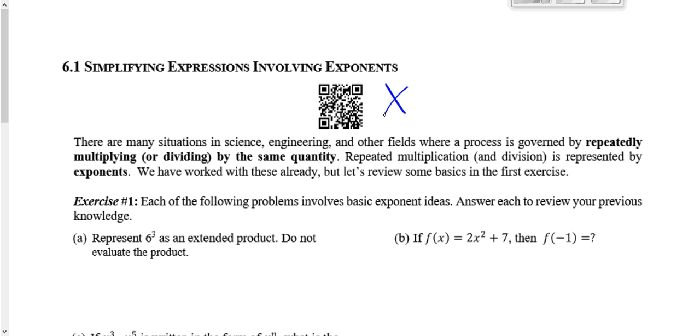I'm going to set this up a little better than they do, I think. So let's go to our notes page real quick. Do a quick review. Exponents review. All right. So at some point, I believe we talked about a power to a power.